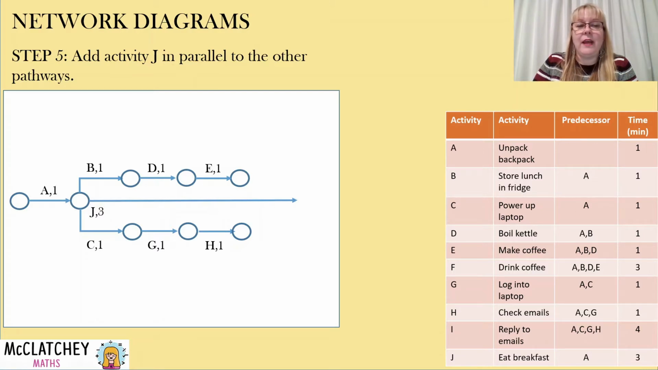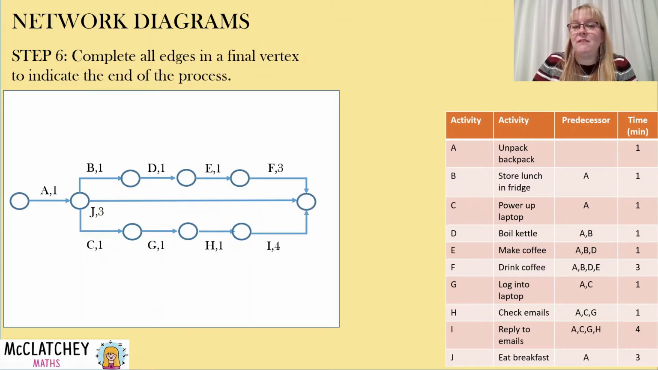And now I've got A, B, C, D, E. I'm missing activity F, which is drinking the coffee, and also activity I, which is replying to my emails. And that completes the whole process. That all now converges into that final vertex on the right-hand side.